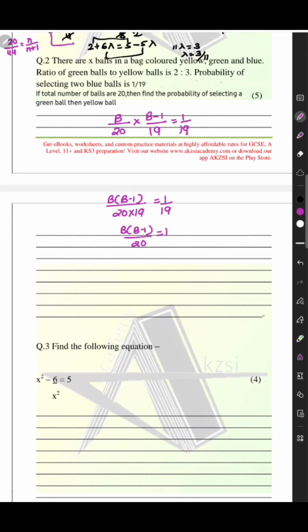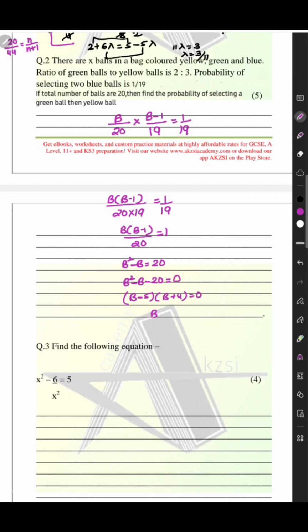Cross multiply. B squared minus b equals 20. Bring it on to the left hand side. B squared minus b minus 20 equals 0. It's a basic quadratic. The sum should be minus 1 and the product should be minus 20, and the two numbers are minus 5 and 4. So (b minus 5) times (b plus 4) equals 0.